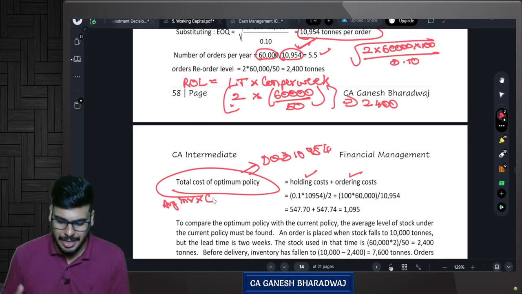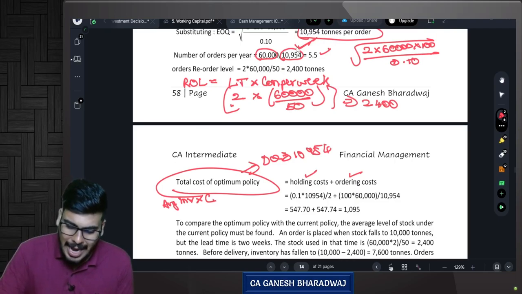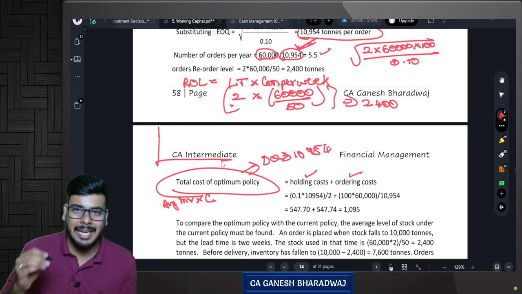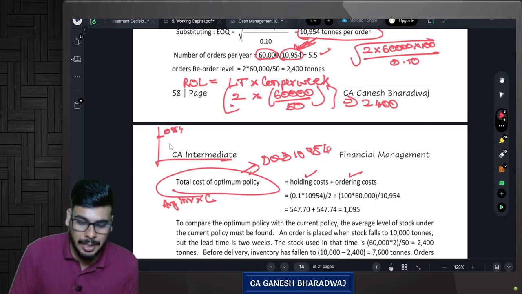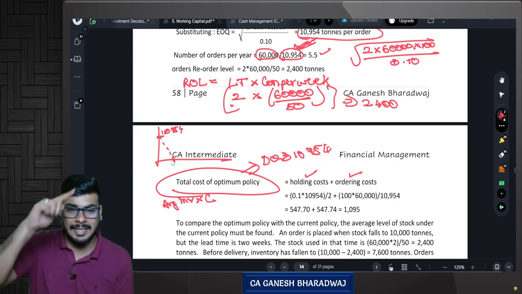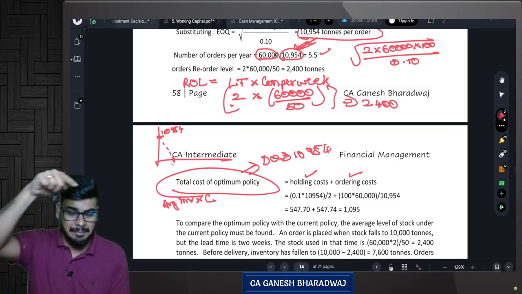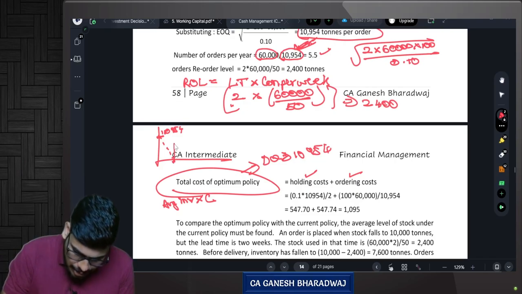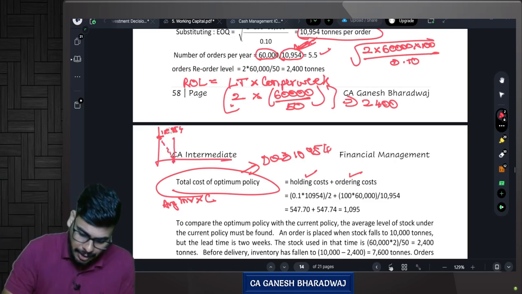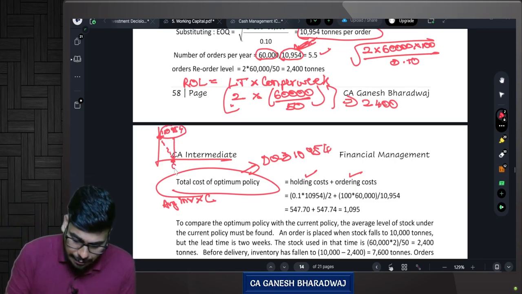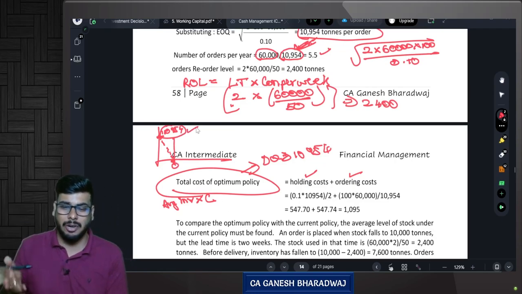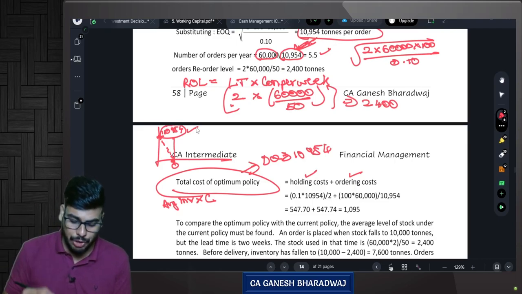Now, average inventory. What is the average inventory that you will keep? If you place an order, you will get 10,954 units, correct? By the time the supplier delivers your product to you, again you will get 10,954 units. In other words, at one point of time in a period, there will be 10,954 tons sitting in your warehouse. At some point, there will be zero. So the average inventory will be half of 10,954. In other words, half of order quantity, half of EOQ is your average inventory.